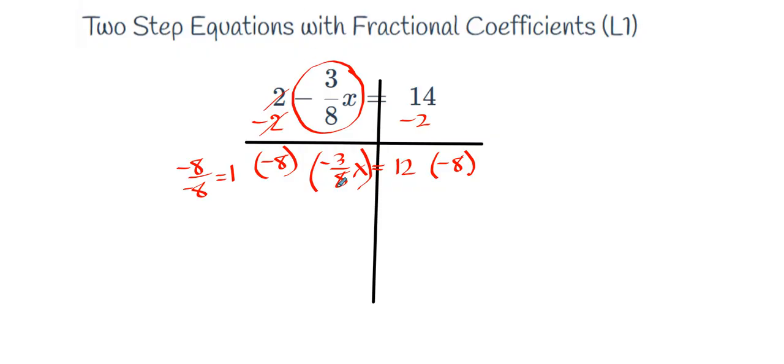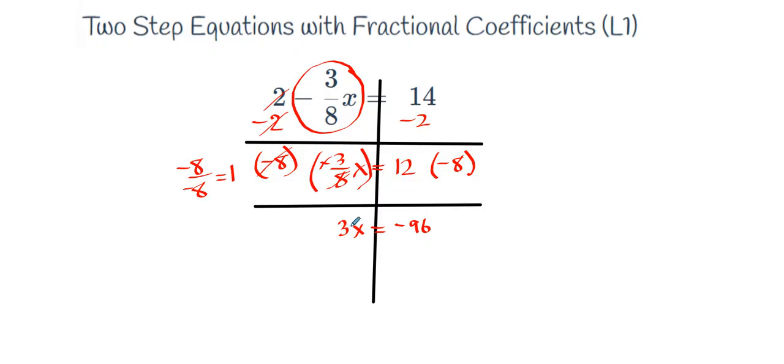So let's draw our horizontal line, and we'll simplify that now. Negative 8 over negative 8 turns to 1. 1 times 3x is going to give us 3x. So again, it's like this cancels and then that cancels, and 1 times 3x is just 3x. On this side we have 12 times negative 8, and that is a negative 96.